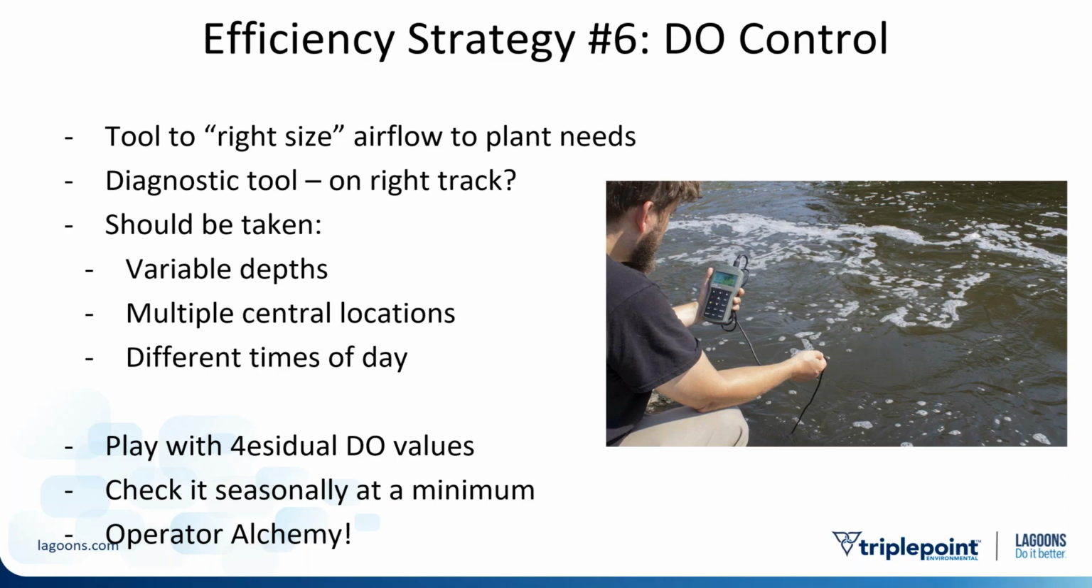And it's one of the tools the operator can do is play with residual DO values. He doesn't need 4 milligrams a liter, so try 3. And if 3 milligrams a liter is working really well, try 2 and continue to turn down the airflow. And provided you're seeing positive results, that's an easy way to save tons of money on your operating costs. Check it seasonally because the conditions do change seasonally at a minimum. And at the end of the day, DO control with a handheld device is up to the operator's alchemy. It's a way that he or she can fine tune or tweak the energy efficiency of that pond over time.